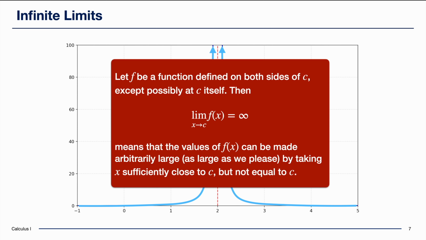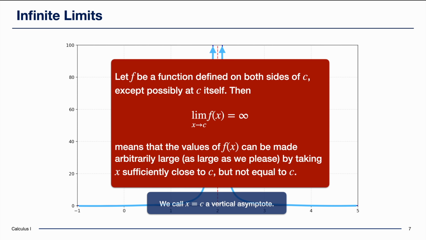Let f be a function defined on both sides of c, except possibly at c itself. Then the limit of f of x as x approaches c is equal to infinity means that the values of f of x can be made arbitrarily large, that is, as large as we please, by taking x sufficiently close to c, but not equal to c. We call x is equal to c a vertical asymptote. As an exercise, I invite you to write a non-rigorous definition of the limit as f of x tends towards negative infinity.